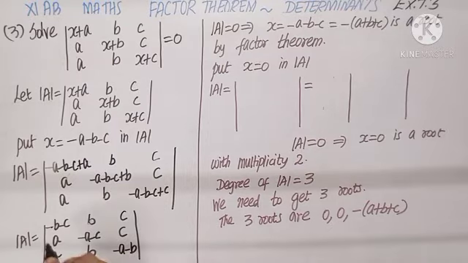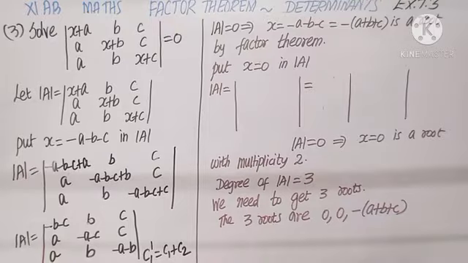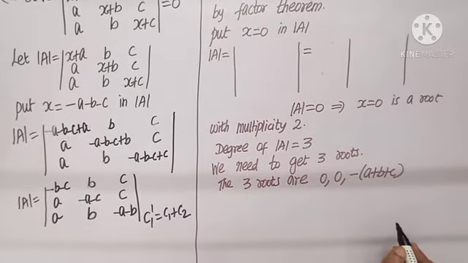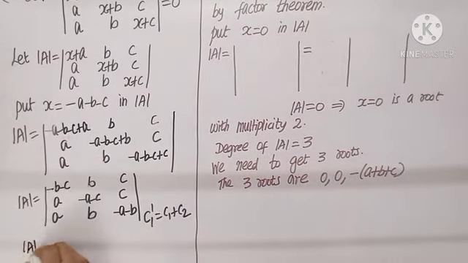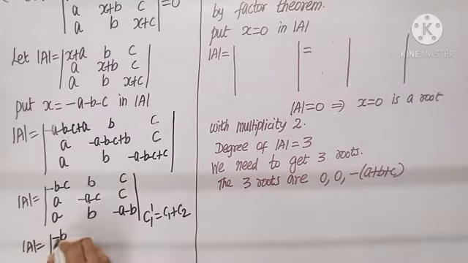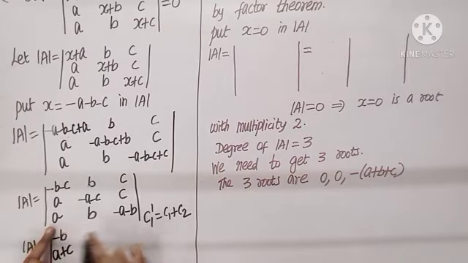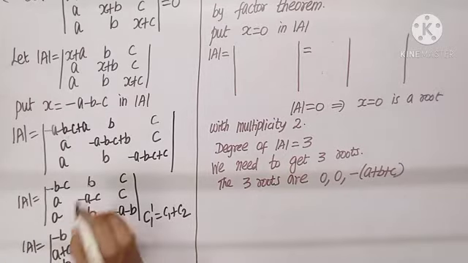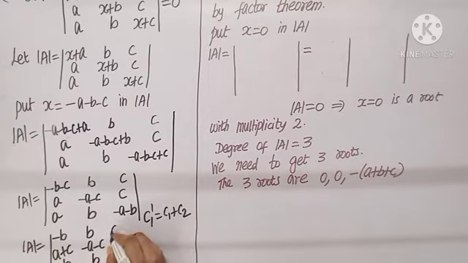Let me add column 1 and column 2. So, new column 1 is column 1 plus column 2. See what I get? Determinant A equals, as we are adding, plus c minus c cancels, it is minus b. A plus c, a minus a cancels, I am left with minus b. Second column, b, minus a minus c, b. Third column, c, minus a minus b.